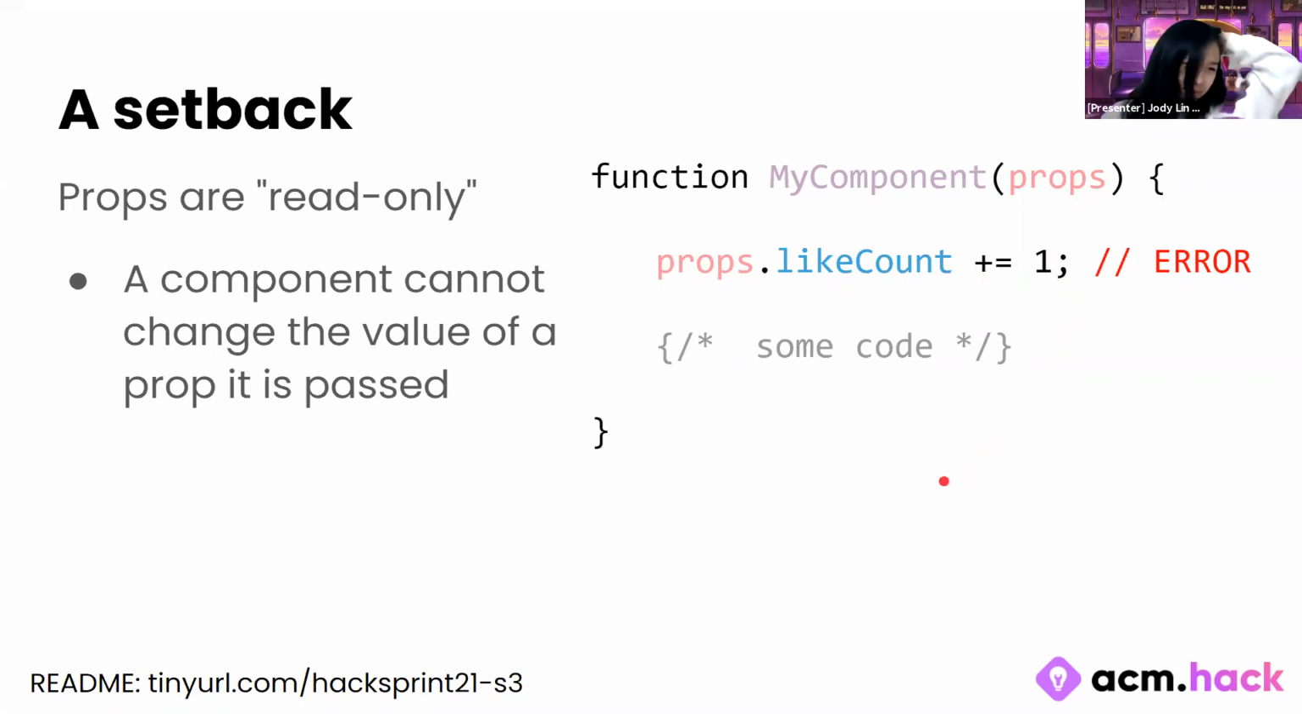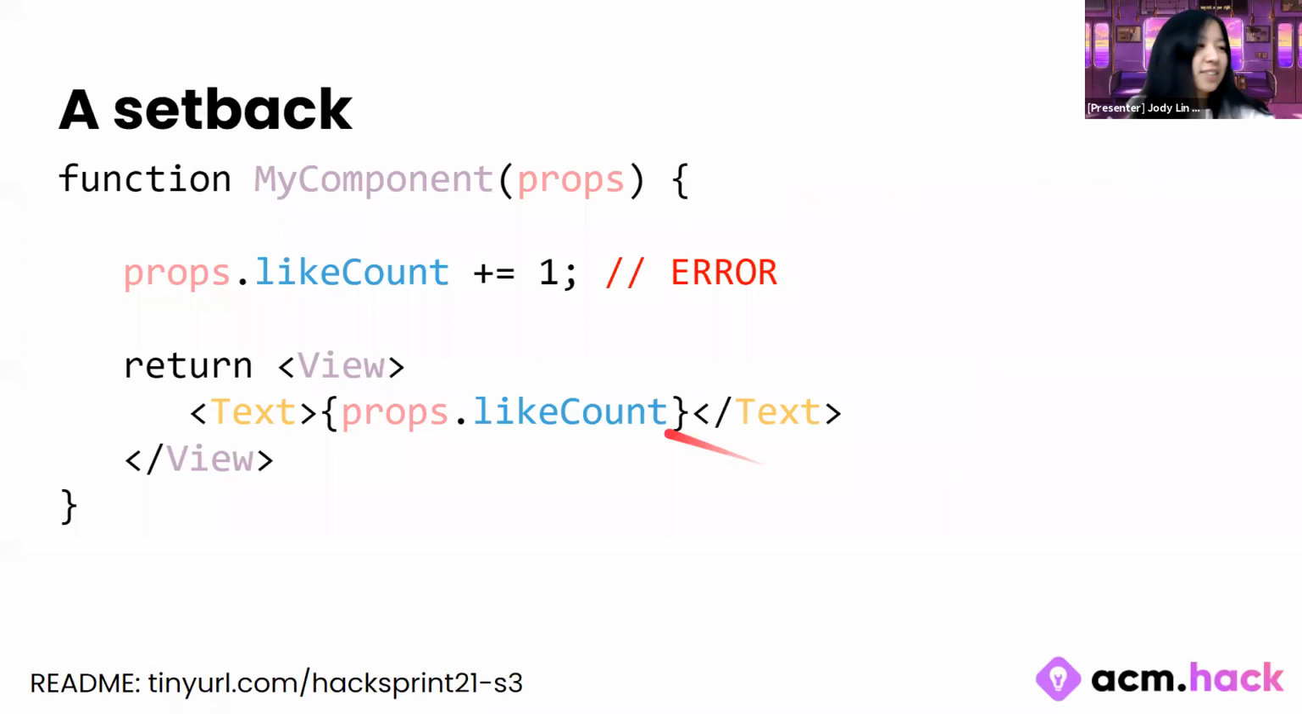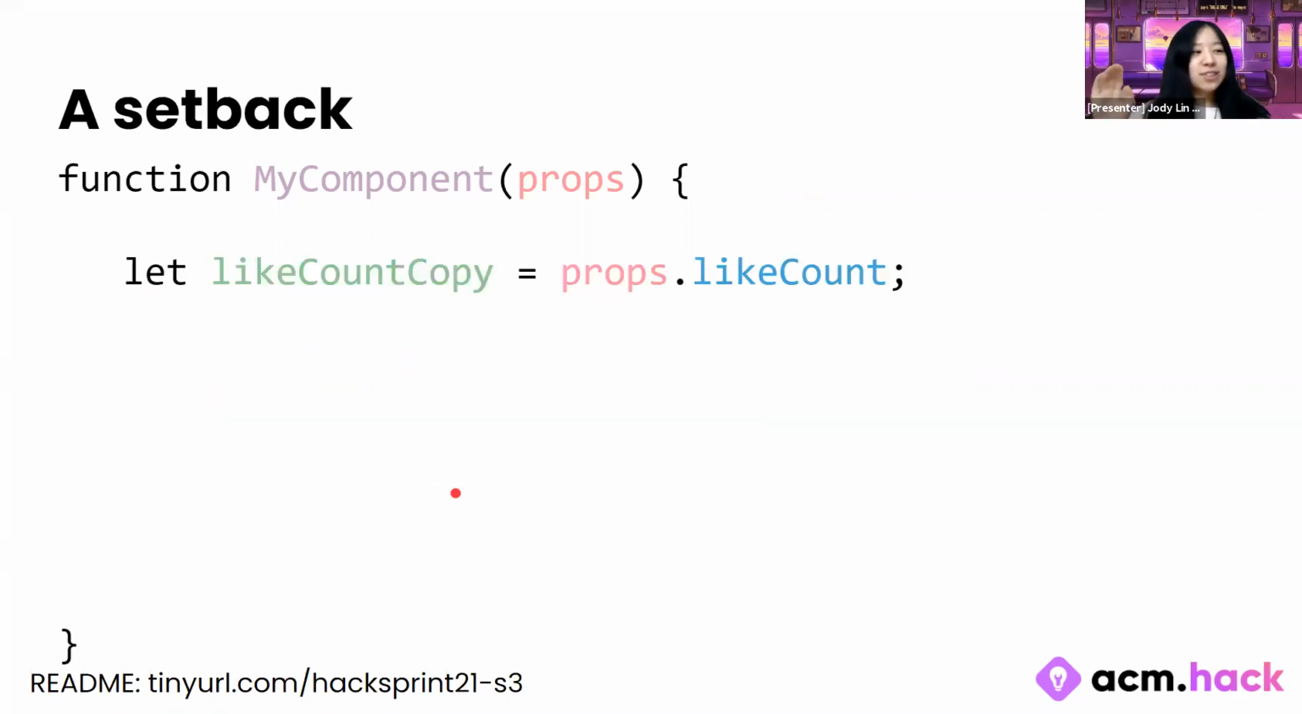And so you're like, oh, that's a setback. So this is just the same code, I just scooted it over. That's a setback. Okay, let's big brain our way out of this. I got it. Let's store this prop. Let's copy the value and put it in a temporary variable, likeCountCopy. Awesome. It's so cool. We big brained it. We're not going to change the prop.